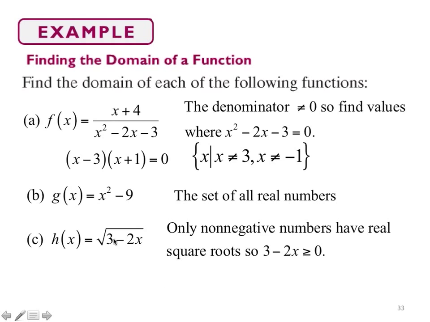So what we need to do is set whatever is under our root, which is 3 minus 2x, greater than or equal to 0. If we solve this, you're going to get either from negative infinity to 3 halves inclusive, so we have a bracket, or you can write it like this: x such that x is less than or equal to 3 halves.